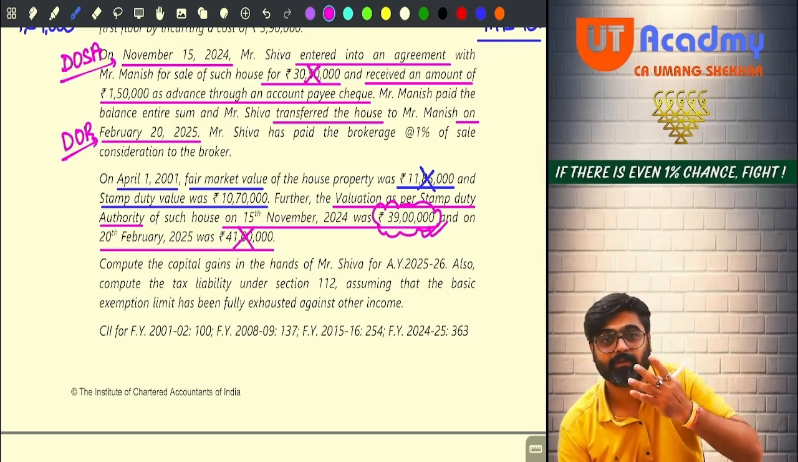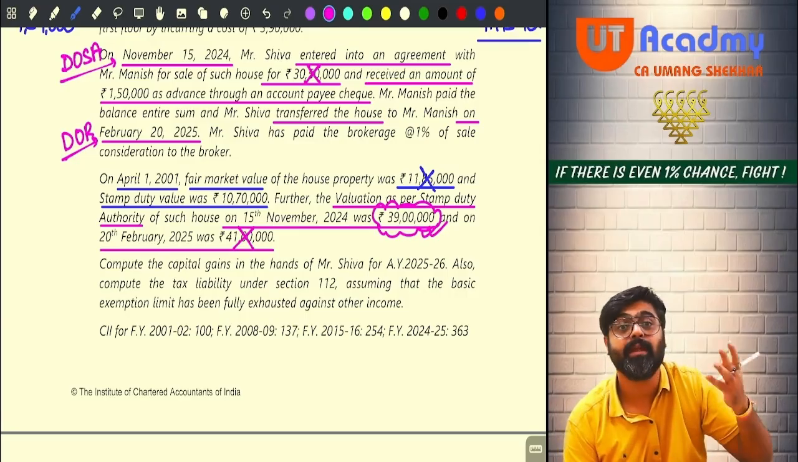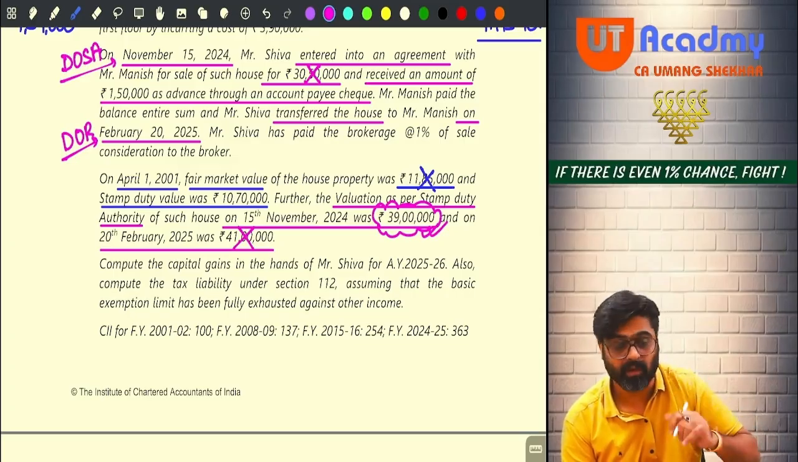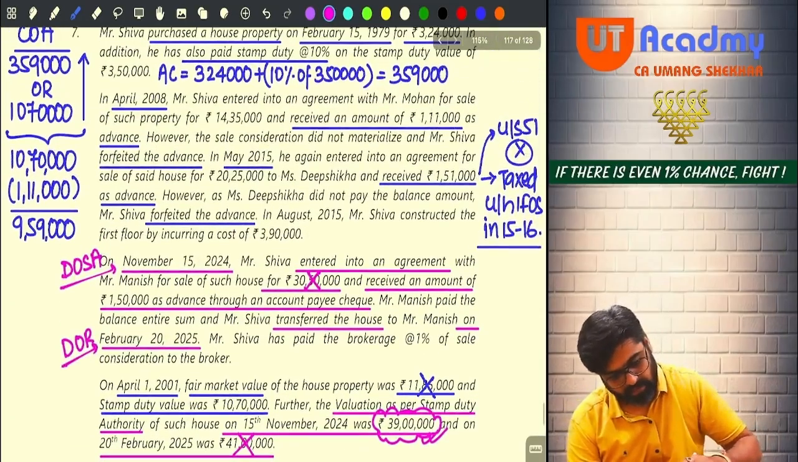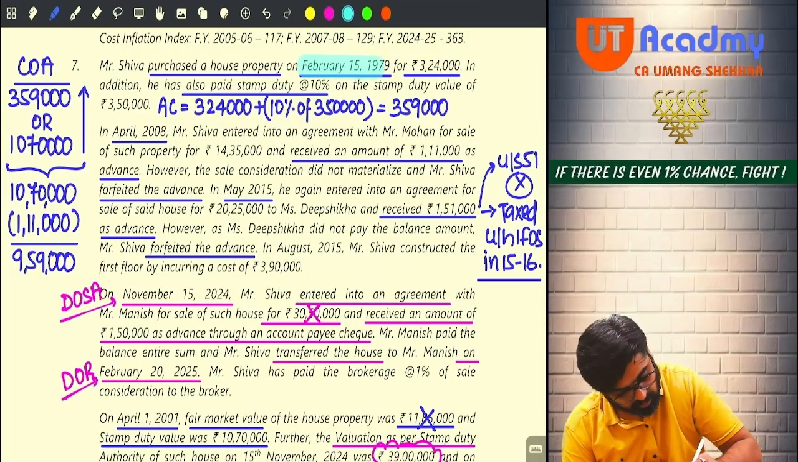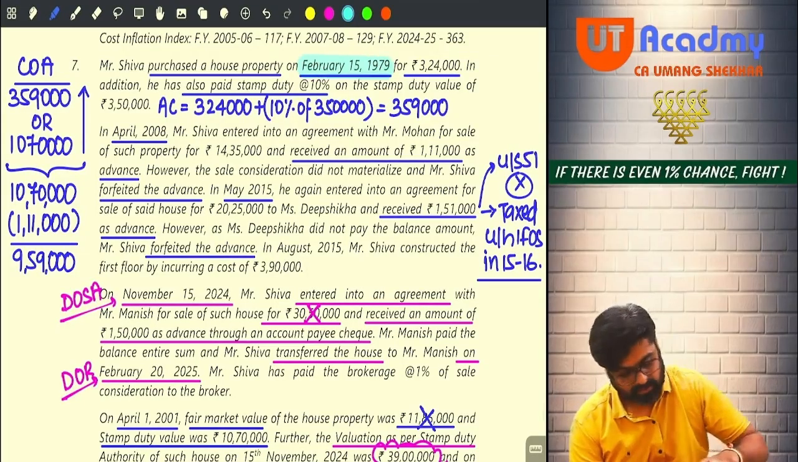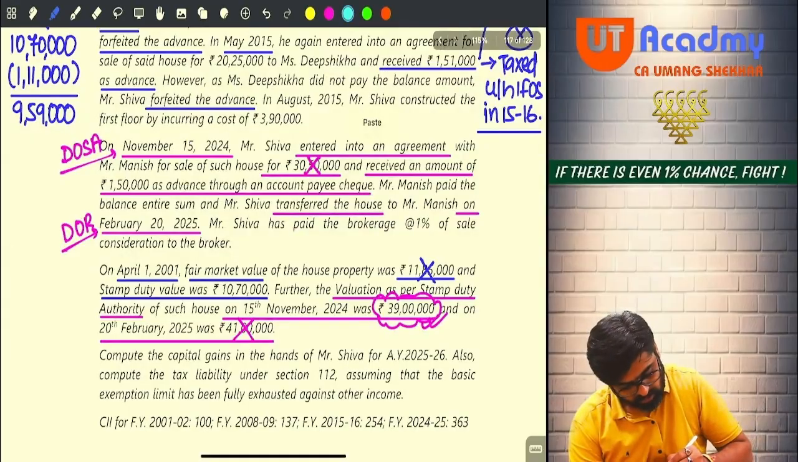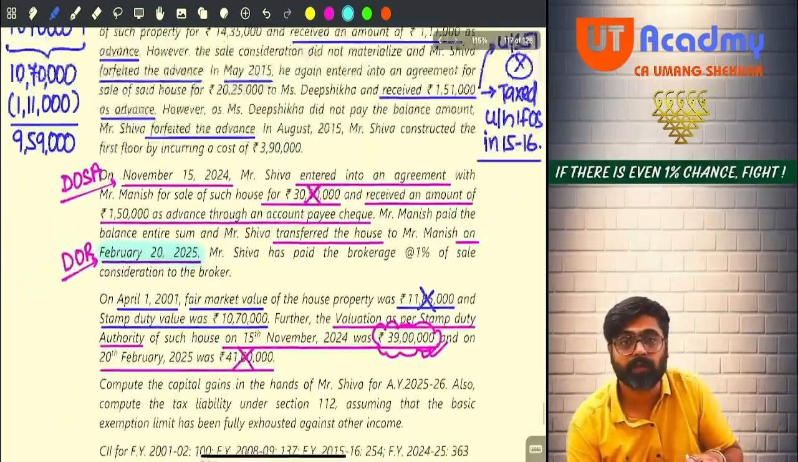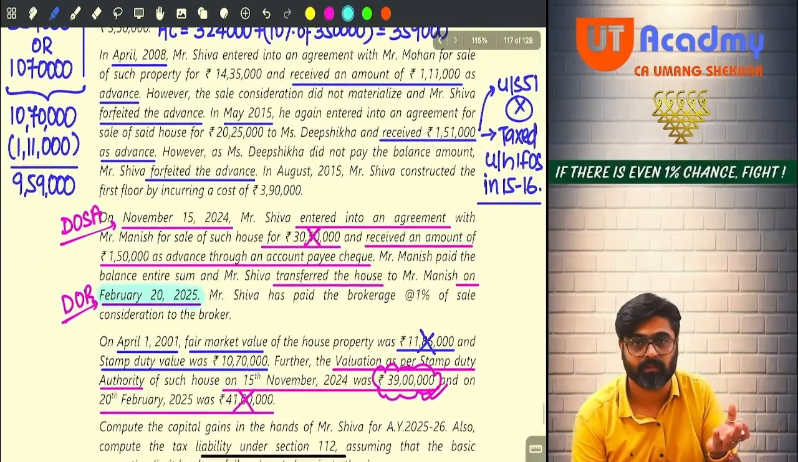So now whatever cost of acquisition, cost of improvement will be there, will it be indexed or without indexation? Without indexation. But wait, the period of holding of the property will start from 15th February 1979 till 20th February 2025. This is the period of holding of the immovable property. Is it more than 24 months? Yes, the property is long term.